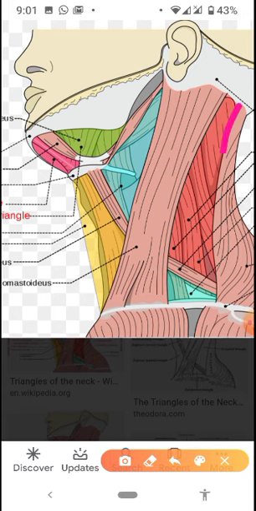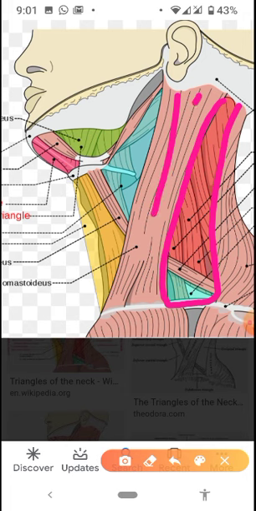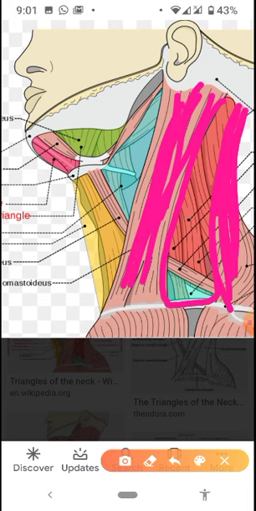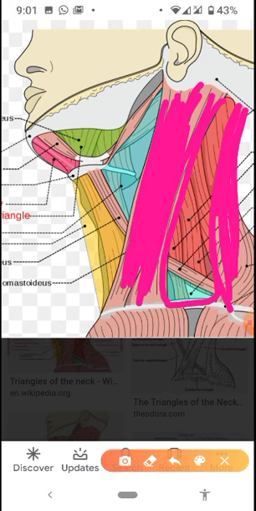The posterior triangle is bounded anteriorly by the sternocleidomastoid muscle and posteriorly by the trapezius muscle. This is the trapezius muscle and this one is the sternocleidomastoid muscle. The sternocleidomastoid muscle is bounding the posterior triangle anteriorly and the trapezius posteriorly. So one muscle is crossing. This is the inferior belly of the omohyoid muscle, which is dividing the posterior triangle into two further triangles, one above and one below.